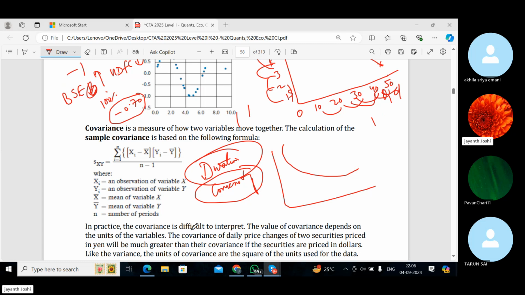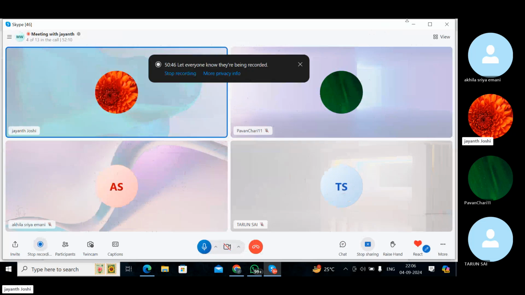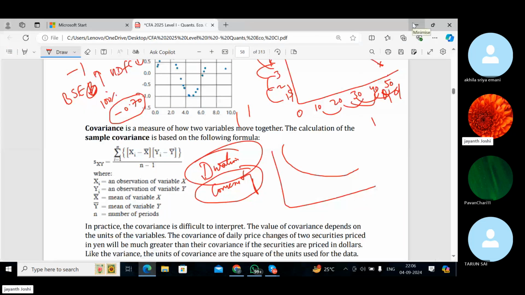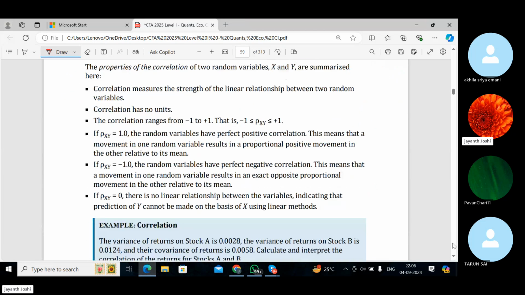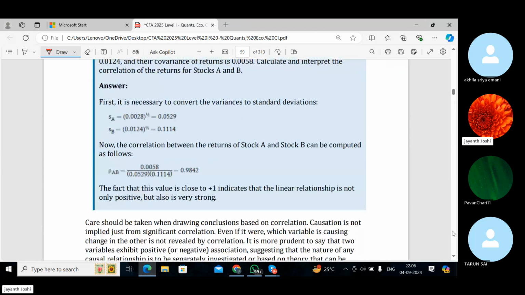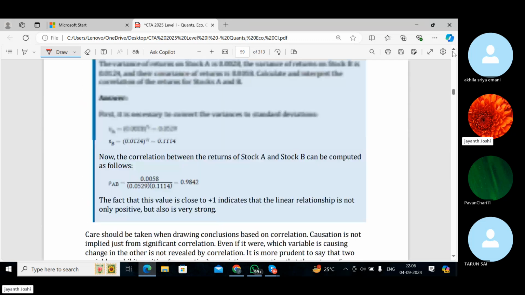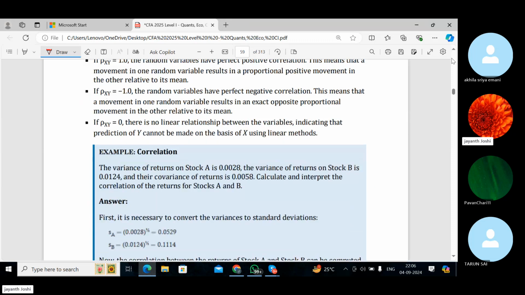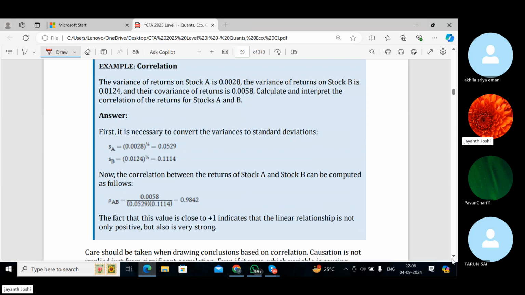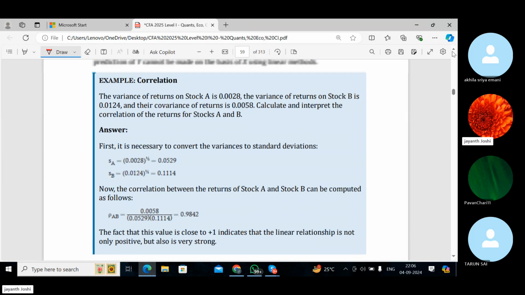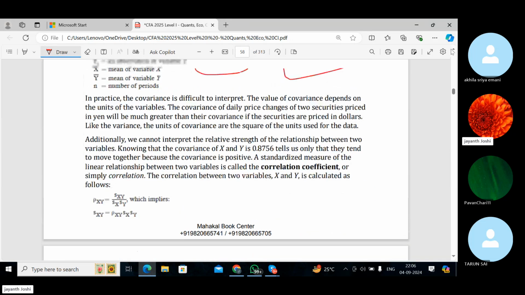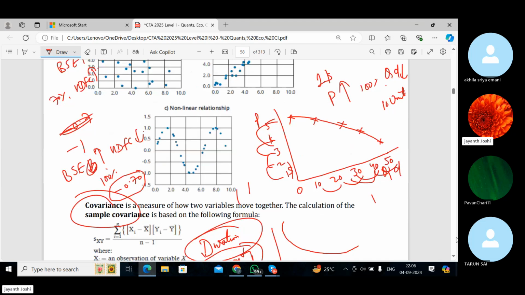Now, coming to the next concept, I'll see how much time it would take, because I need one more session to wind up this chapter. Covariance. To explain correlation is not a big deal, but I want to explain covariance and correlation accordingly. So we will do one thing. Tomorrow we will take up the covariance concept and we will finish this topic.